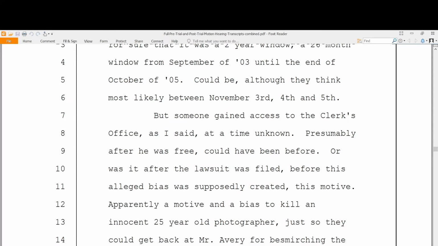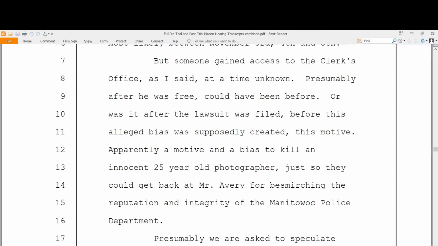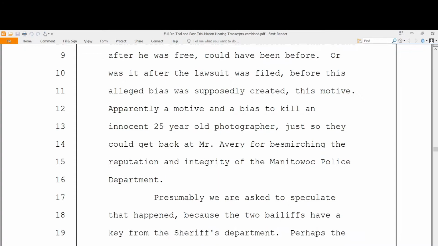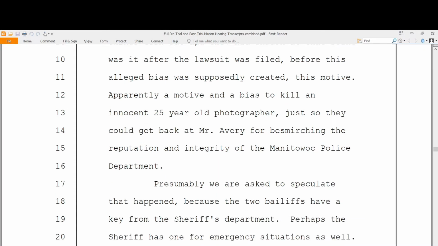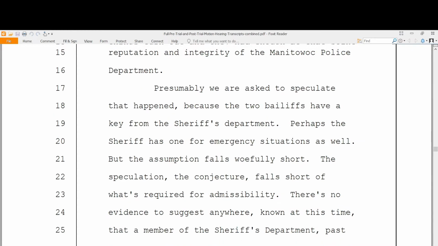But someone gained access to the clerk's office, as I said, at a time unknown, presumably after he was free. Could it have been before, or after the lawsuit was filed, before this alleged bias was supposedly created? This apparently is a motive and a bias to kill an innocent 25-year-old photographer, just so they could get back at Mr. Avery for besmirching the reputation and integrity of the Manitowoc County Police Department. Presumably, we are asked to speculate that it happened because the two bailiffs have a key from the sheriff's department. Perhaps the sheriff has one for emergency situations as well, but the assumption falls woefully short. The speculation, the conjecture, falls short of what's required for admissibility.